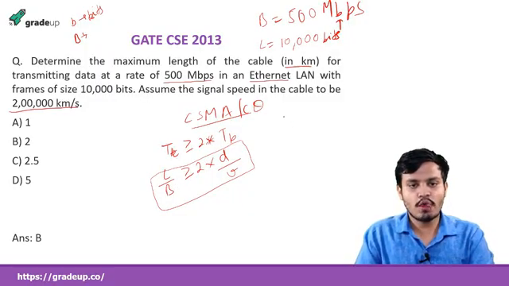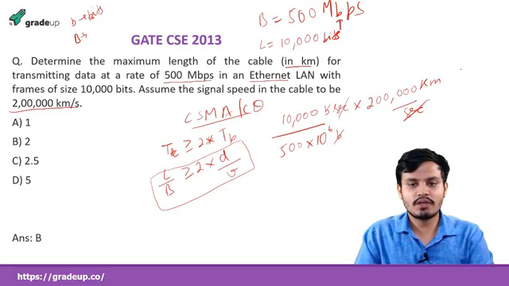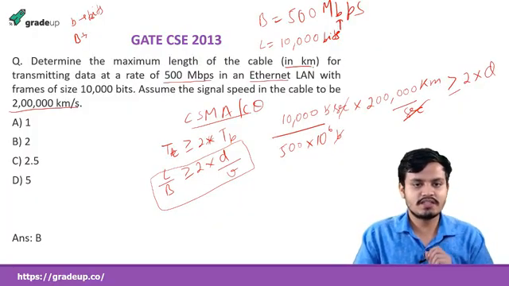Okay, so let's put the values: 10,000 upon bandwidth, 500 into 10 raised to the 6. This is bits. Here I am writing bits and here it will be bits, so bits will cancel out and this second goes upward, and we have to multiply it with velocity, which is 2000 kilometer per second. Now this second will be cancelled out here. This should be greater than twice into D, and that will be in kilometers. Okay, and the question is asking in kilometers.